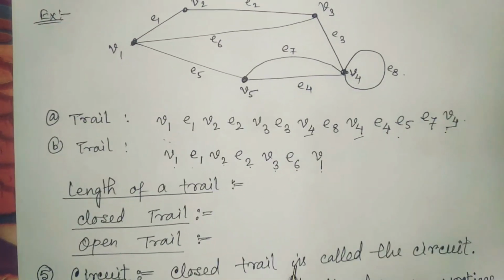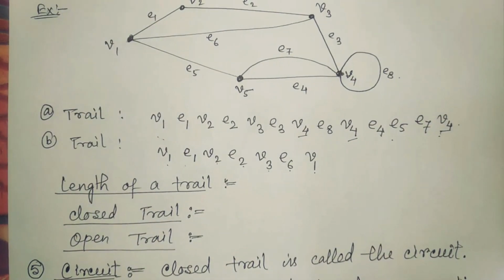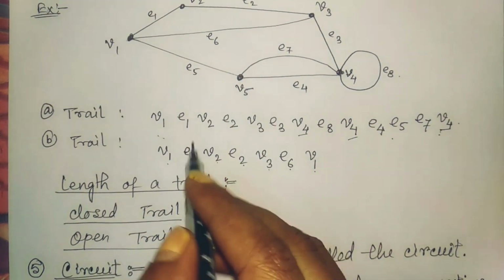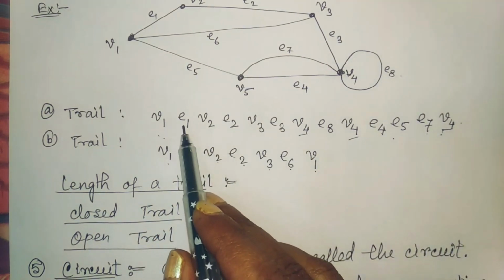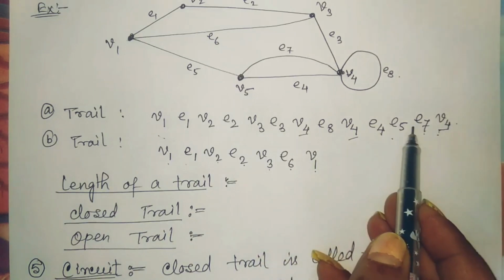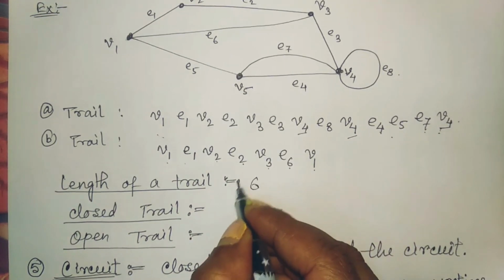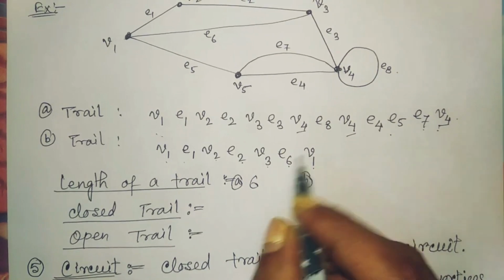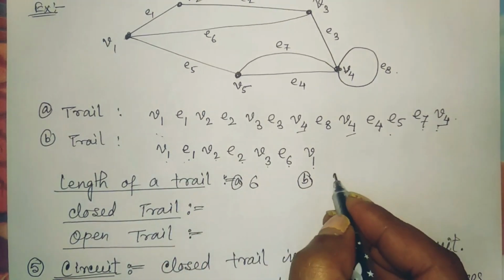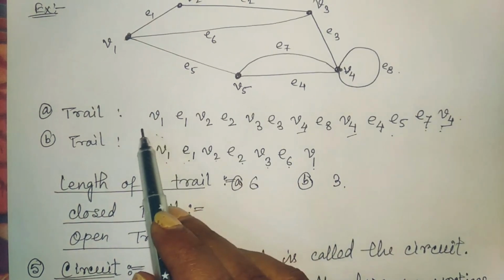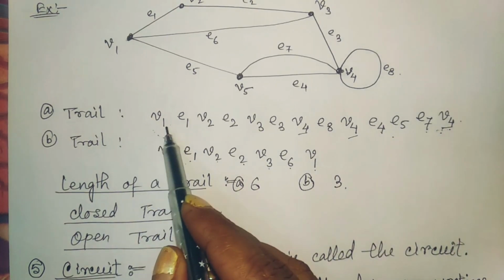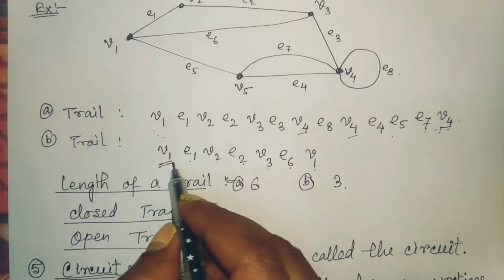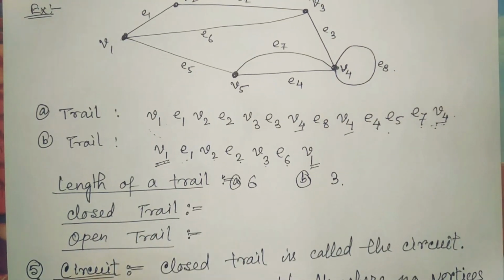Similarly, we can calculate the length of a trail. The length of a trail is again the number of edges involved in the trail. So it is 1, 2, 3, 4, 5, 6 for trail A. And for trail B, its length is 1, 2 and 3. If in a trail the starting and ending vertices are two different vertices, then it is called an open trail. And if the starting and end vertices are the same, as in the second one, then it is called a closed trail.